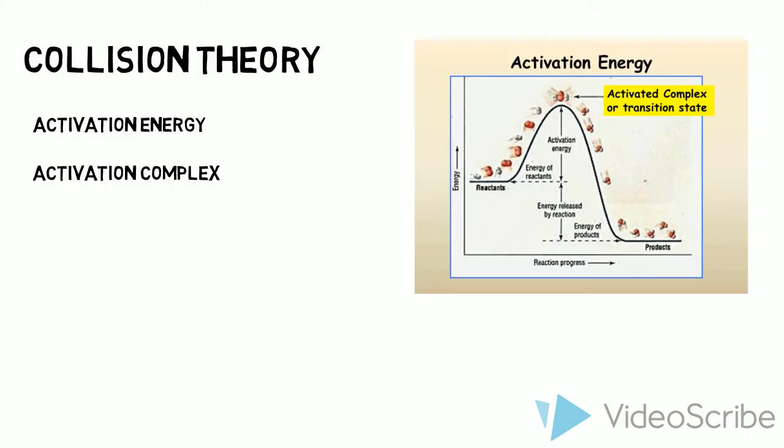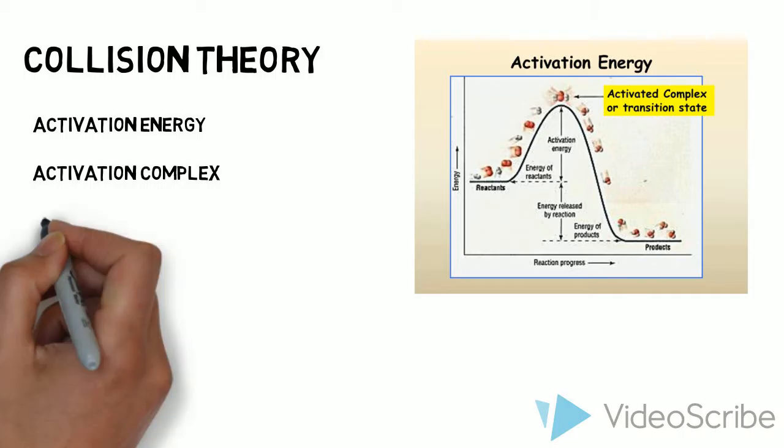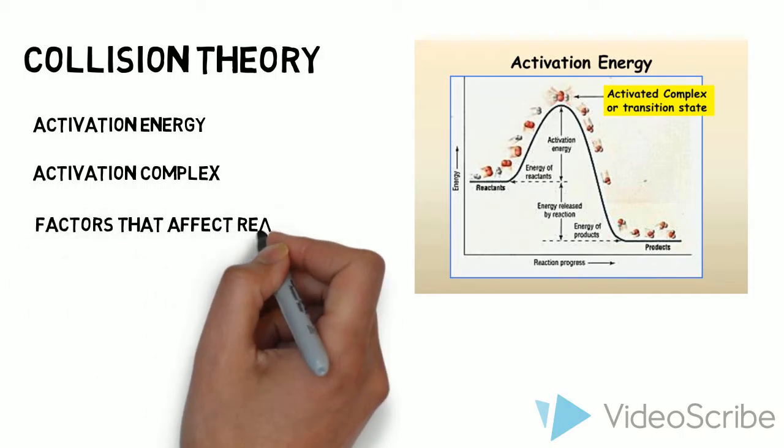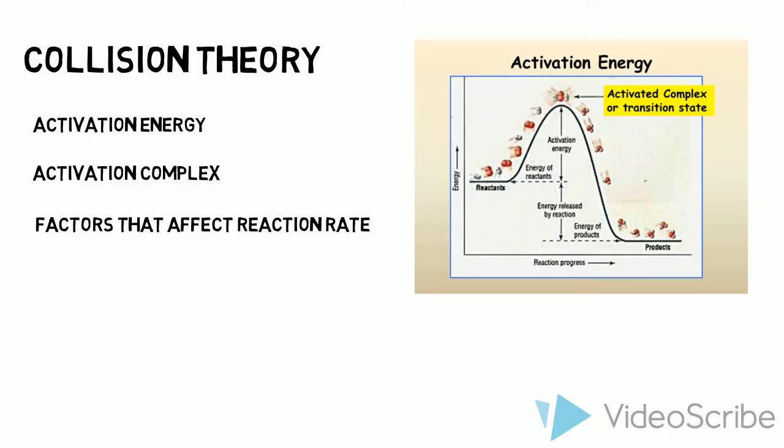The collision theory also explains why different factors change the rate of reaction. These factors include energy, concentration, surface area, catalysts, agitation, state of matter, and light.